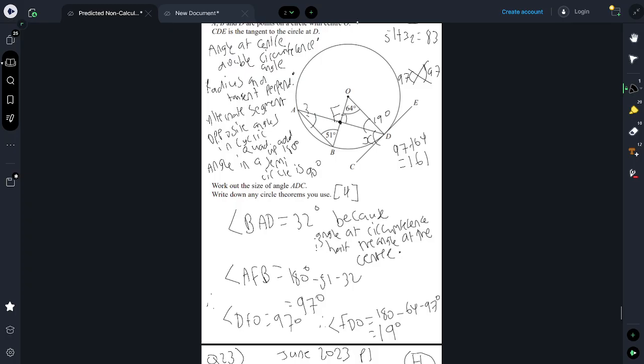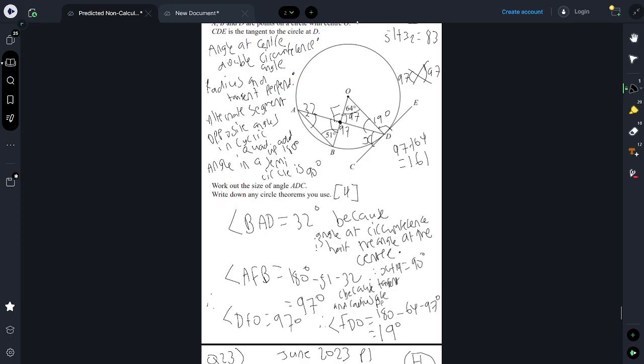Okay, so that was 32. So let's label it as we go along. 32. This was 97. This is also 97. So now we know this angle, but actually we know that this whole angle here, I'm going to make it clear, this angle here has to be 90 because a tangent and a radius meet at 90. As does this angle here, the x and 19. So therefore, x plus 19 has to be 90. And this is because tangent and radius are perpendicular.